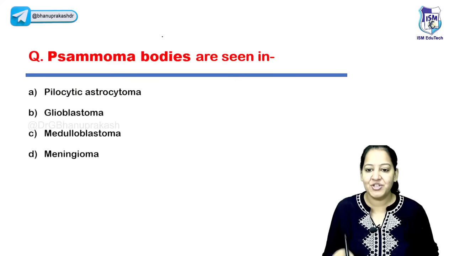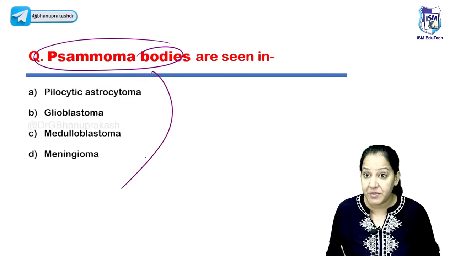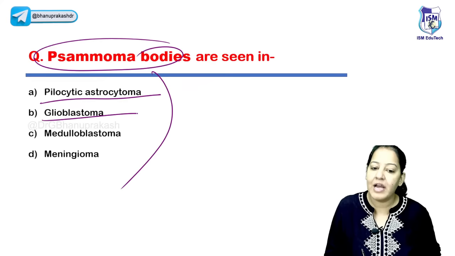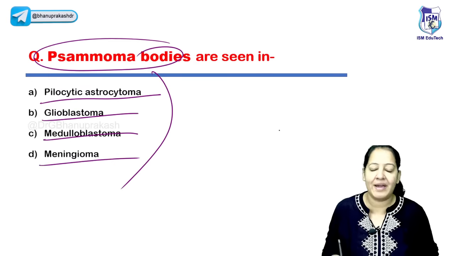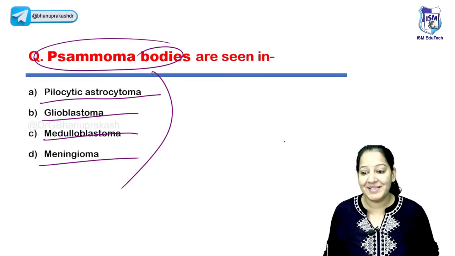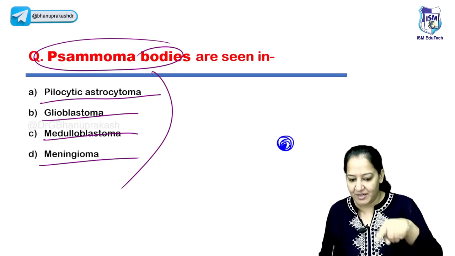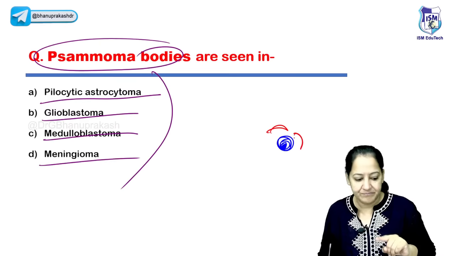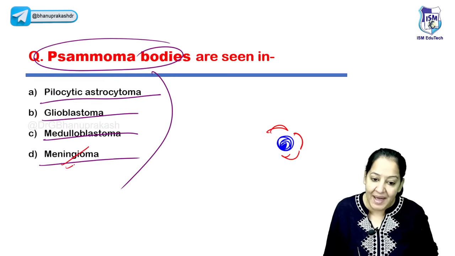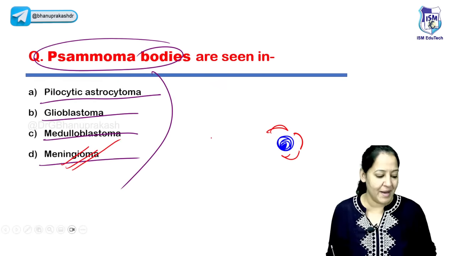Very good. The next question. Psammoma bodies are seen in which brain tumor? Pilocytic astrocytoma, glioblastoma multiforme, medulloblastoma or meningioma. Psammoma bodies: the central blue color, concentric calcification surrounded by tumor cells. They are common in meningioma.